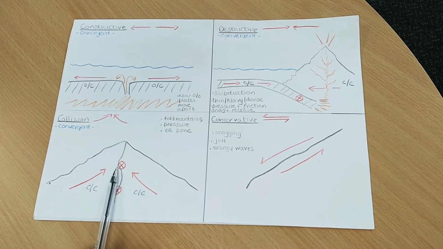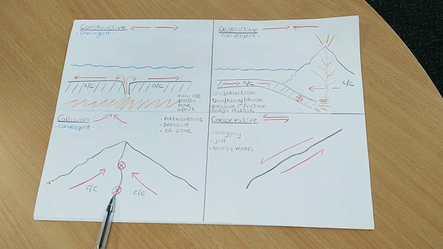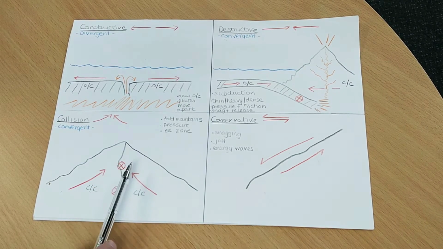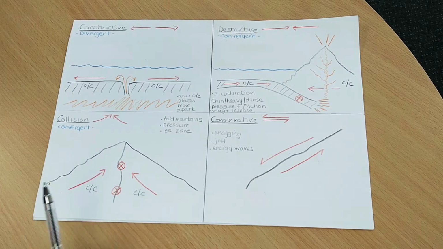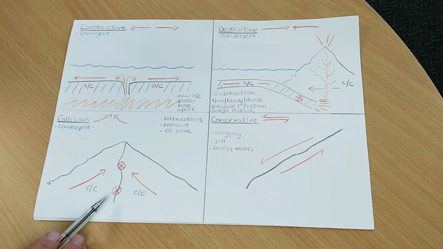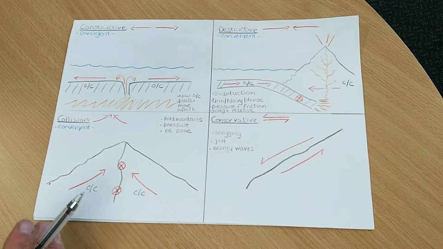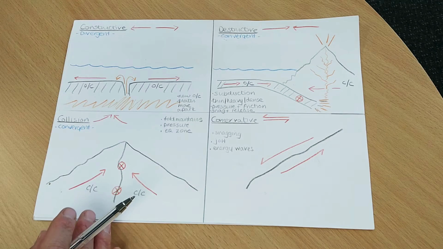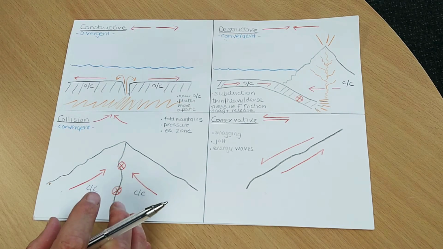We also end up with pressure at the margin between these 2 plates. So we will end up with earthquake zones, either deep focus or more shallow focus. And these again can be very, very destructive margins. You don't get volcanic activity here, but you do get earthquake activity here. And they tend to be very destructive earthquakes because of the amount of pressure that will build up.